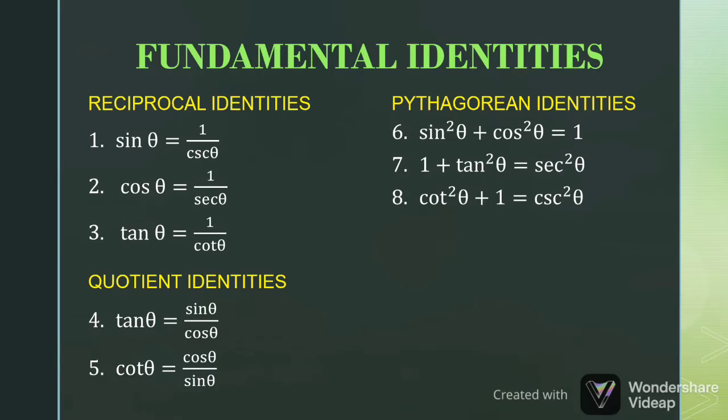And the last set of fundamental identities are the Pythagorean identities, which are number 6, sine squared theta plus cosine squared theta equals 1. And number 7, 1 plus tangent squared theta equals secant squared theta. And number 8, cotangent squared theta plus 1 equals cosecant squared theta. We are going to use these 8 fundamental identities in simplifying and proving other trigonometric identities.